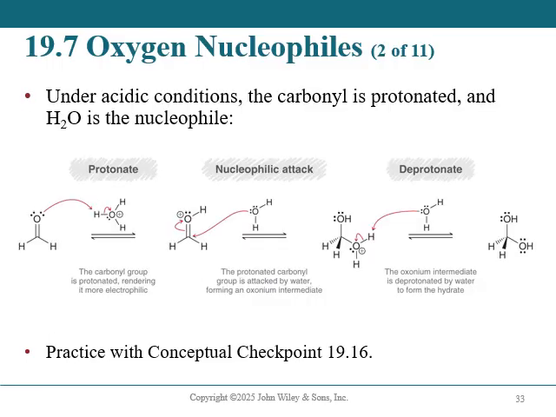Under acidic conditions, the carbonyl is protonated and water will be acting as the nucleophile. So you can see this mechanism. A pair of electrons from oxygen will be attacking that hydronium, getting protonated. From there, you have the positive charge on your oxygen. You get the attack on the carbon of that carbonyl, eventually leading to that doubly protonated species.